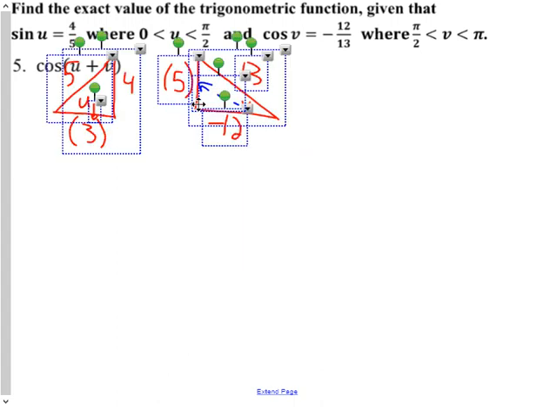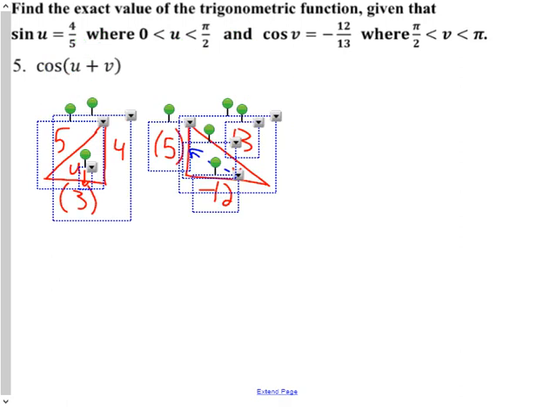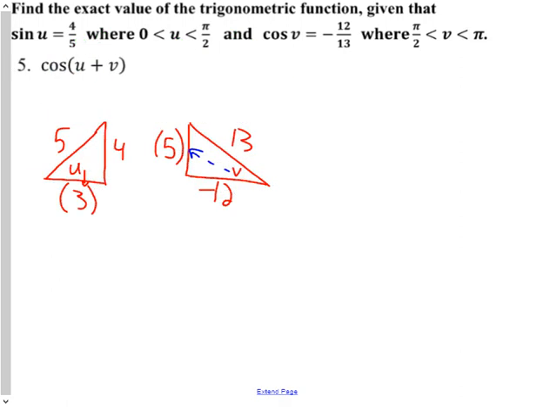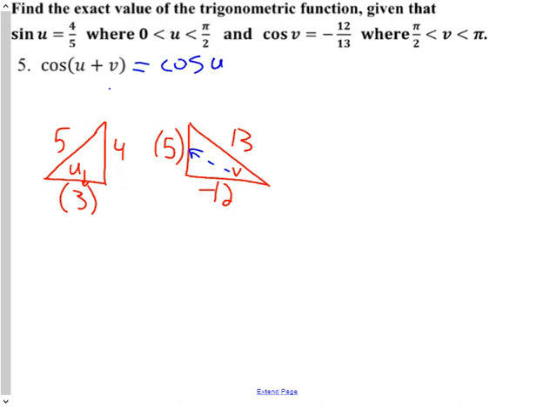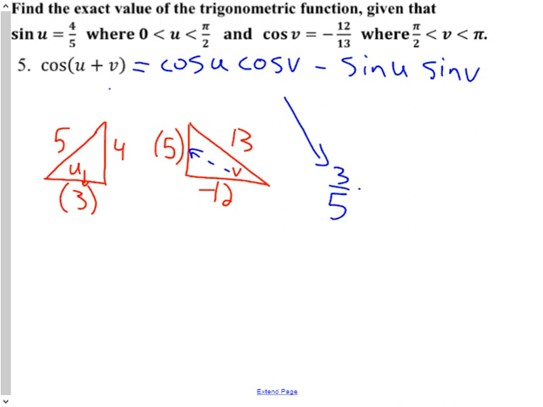Now we're just finding cosine of u plus v. So cosine of u plus v equals cos u cos v minus sine u sine v. And so we're doing the same exact thing, just in a slightly different order. So cosine of u is 3/5. The last one, cosine v, already given to us, negative 12/13.